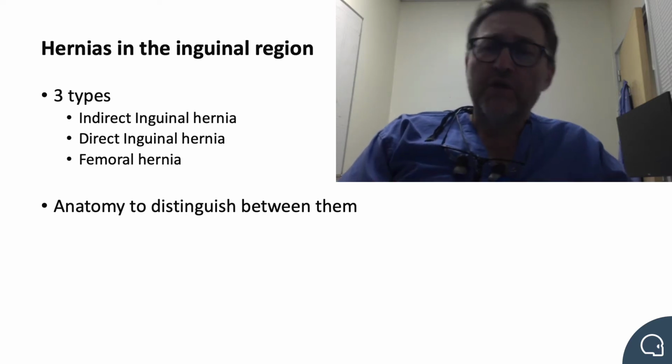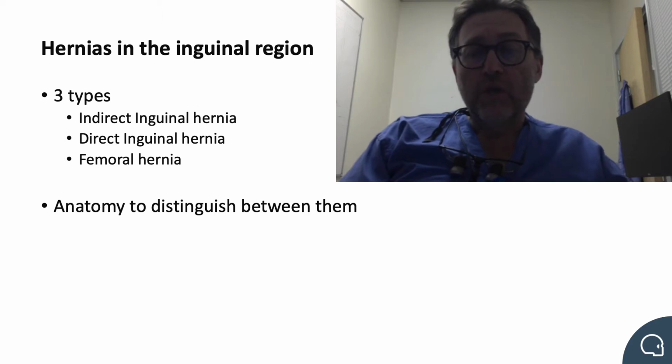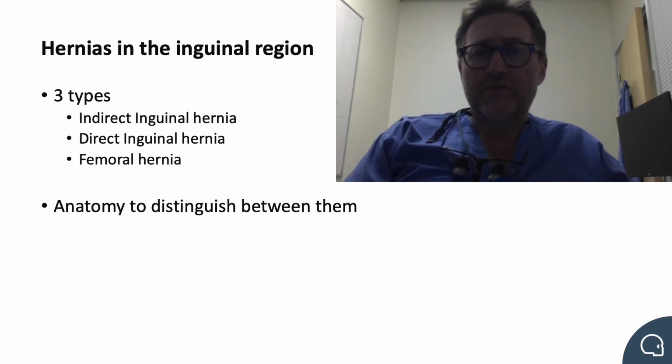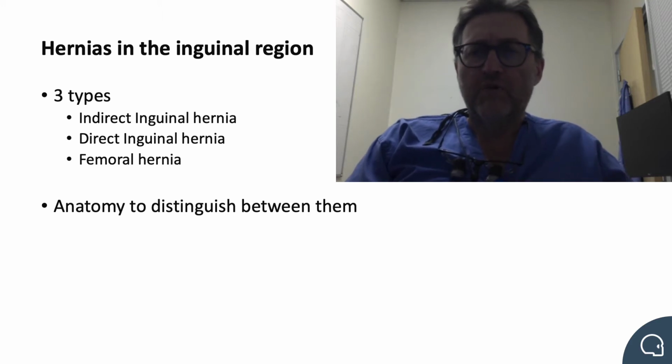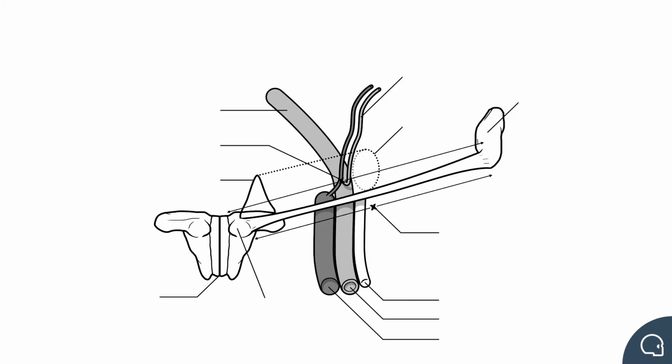So while I'm going off to do this case, what I would like you to do is look carefully at the anatomy of the inguinal region and see if you can work out the difference anatomically between those three hernias, and we'll go through them when I'm back. You could print this off, it's in the emergency surgical section on Blackboard, or just copy it from the screen. Why don't you label this while I'm off doing the case?